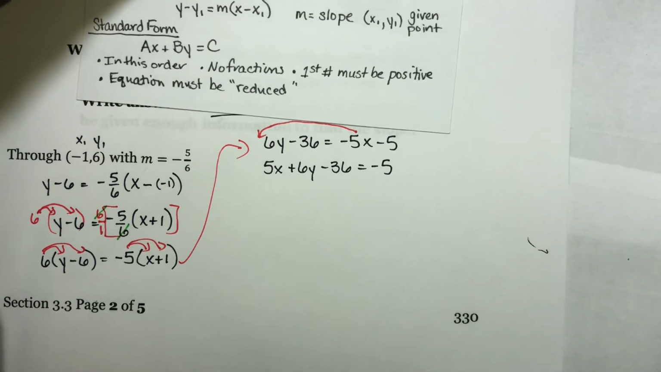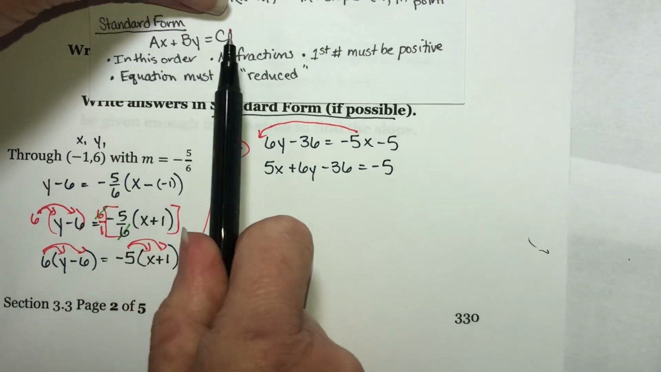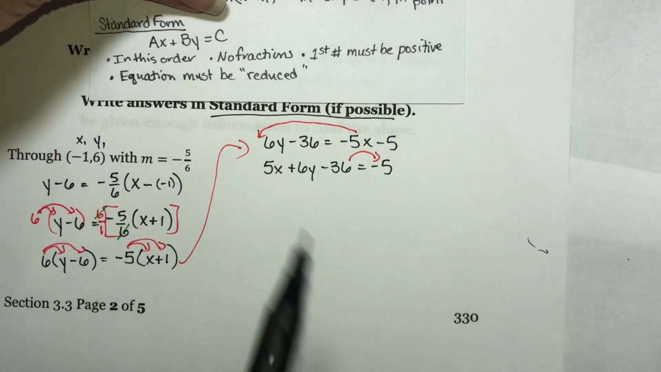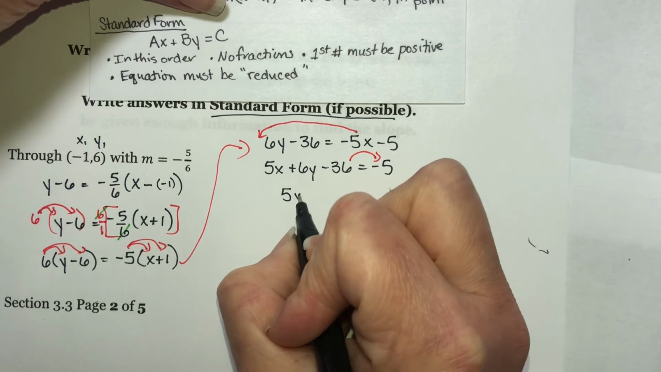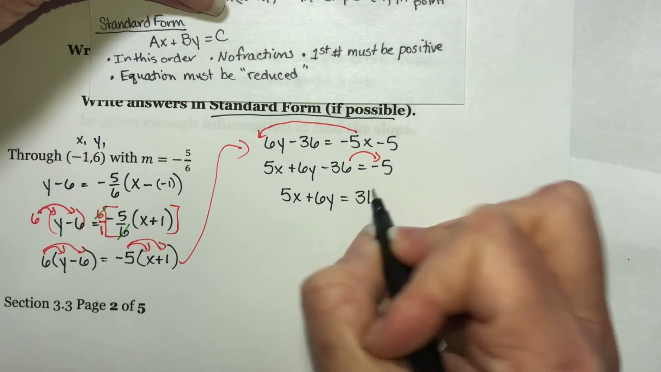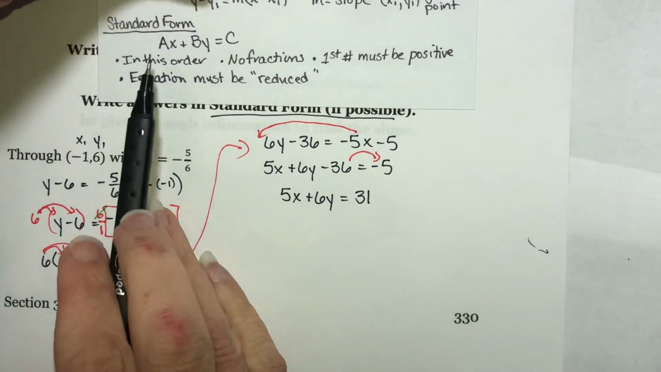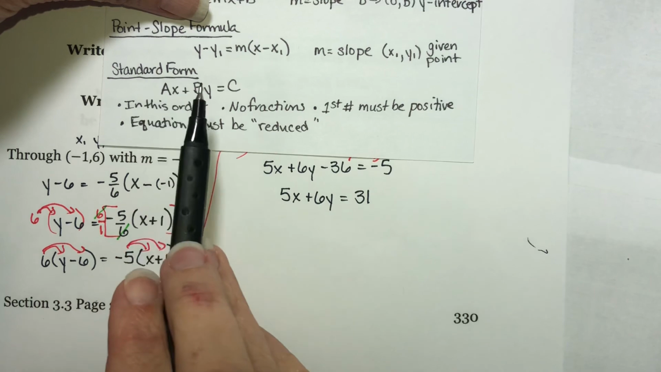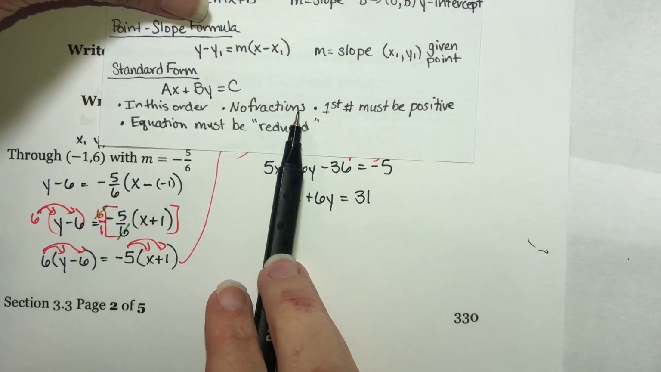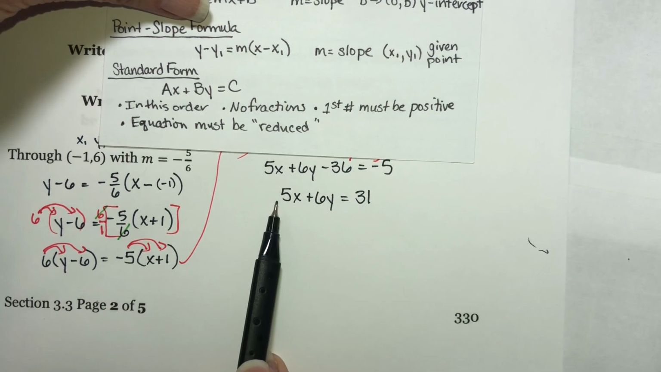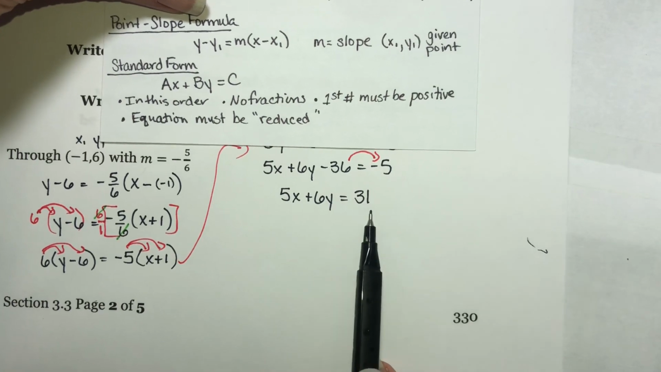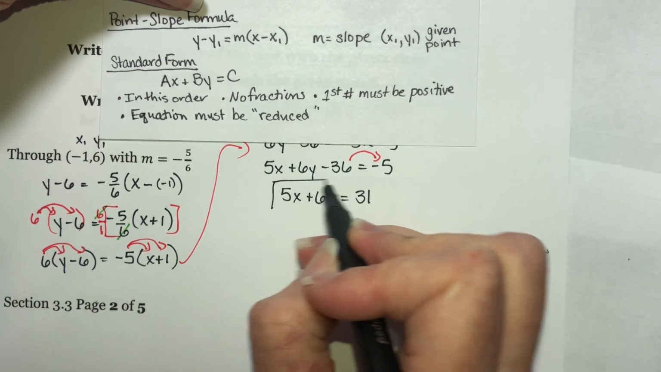Okay, so I need the x and then the y, and it needs to equal the constant, so that means I need to move the 36 over to here. So if I add 36 to both sides, 5x plus 6y is equal to 31. Okay, so let's see if we are in standard form now. x and then y equals constant. It's in that order. I don't have fractions. First number is positive, and there's nothing that divides evenly into 5, 6, and 31. So this would be your answer in standard form.